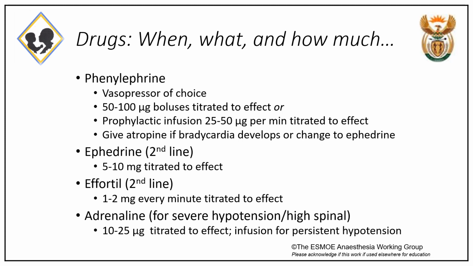Hypotension is a very common side effect of spinal anesthesia and must be treated aggressively. The first-line drug of choice is phenylephrine. It is given in doses of 50 to 100 micrograms until the patient is normotensive. It can be given as a prophylactic infusion of 25 to 50 mcg per minute, and the rate can be increased or decreased based on the blood pressure.